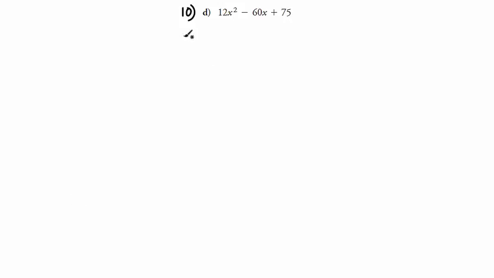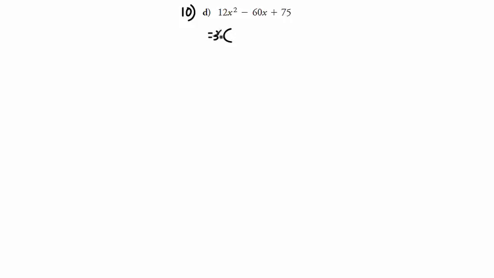Alright, for number 10D, we have this expression here. What do you notice immediately, before we do any shortcuts and all that stuff? We have a 12, minus 60, and 75. Look at all three coefficients. What do you notice? We can actually factor out a 3, because 3 goes into all three coefficients.